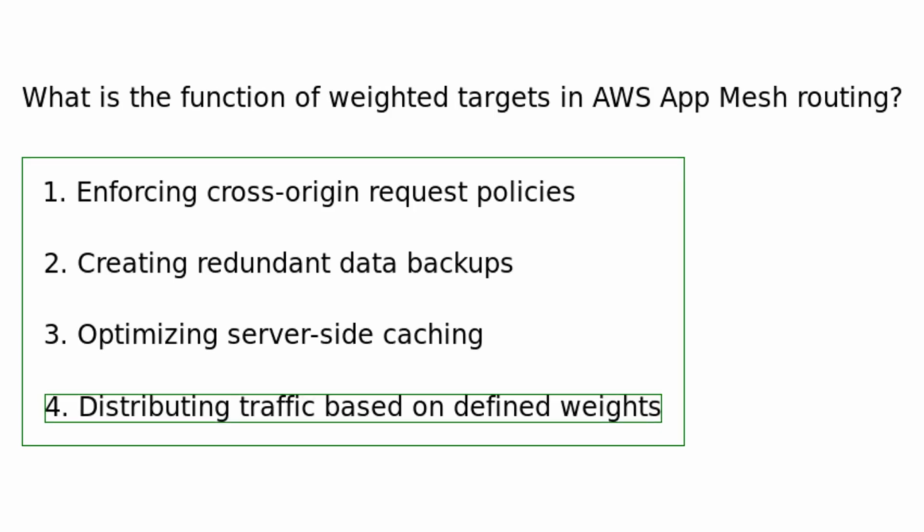Weighted targets in AWS App Mesh routing allow users to distribute incoming traffic across different endpoints based on specified weights, enabling load balancing and traffic control strategies.